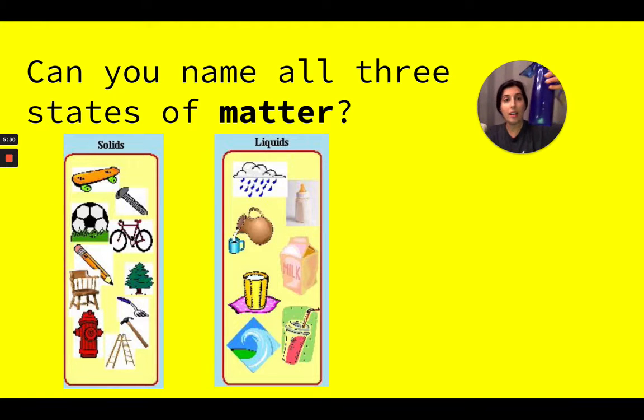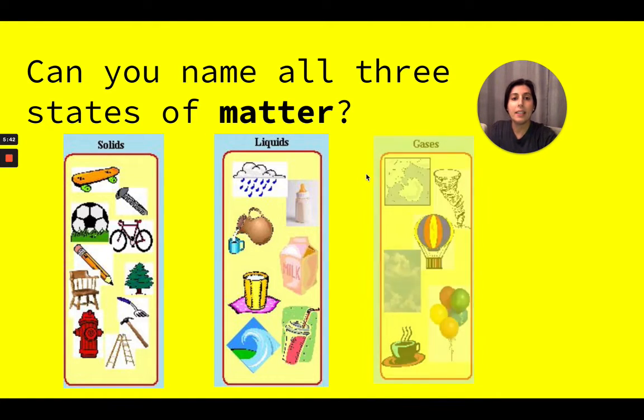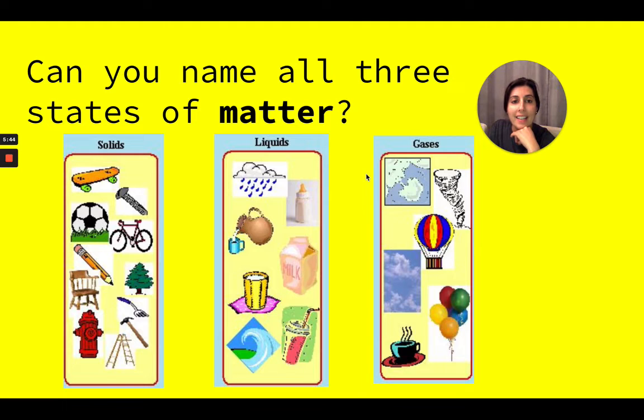Liquids take up the shape of whatever container they're in. So you see here, I have a water bottle with water in it. But if I were to pour my water into this measuring cup, it would take up the shape of the measuring cup. And then gases. Gases can be invisible.